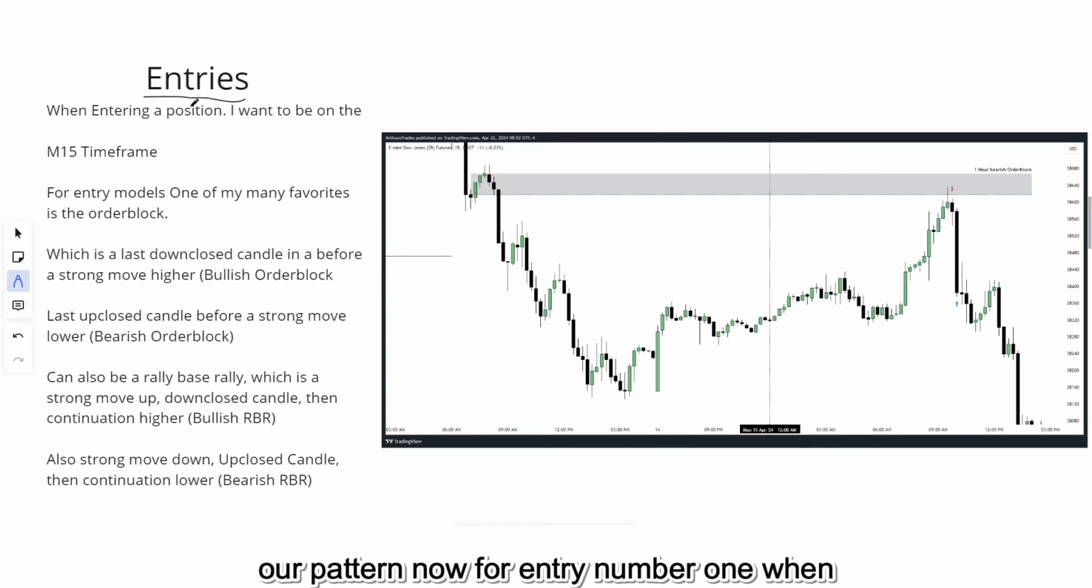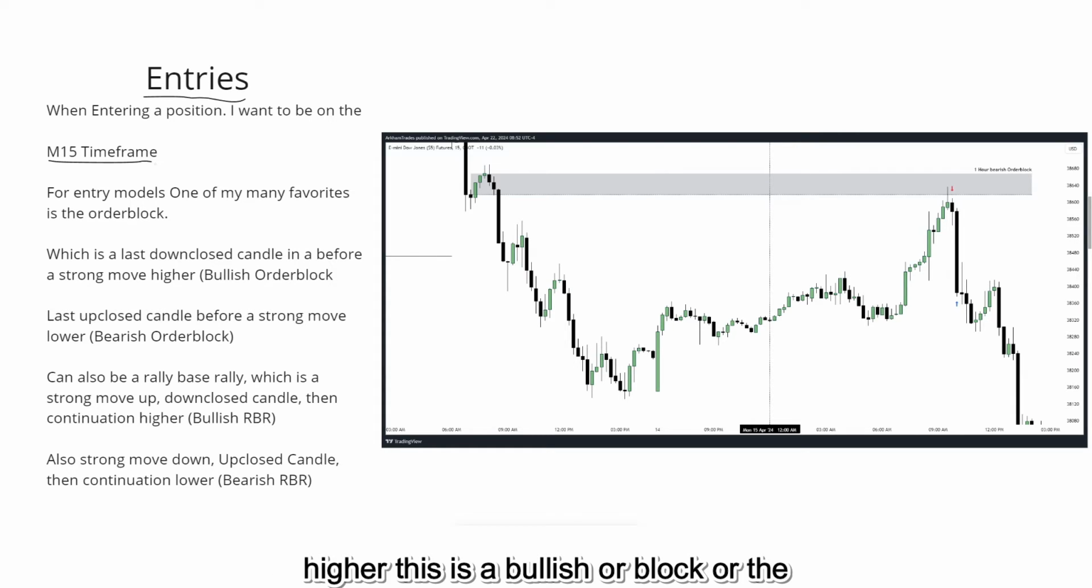Now for entry number 1, when entering a position, I want to be on the M15 time frame. For entry models, one of my favorites is the order block, which is the last down close candle before a strong move higher. This is a bullish order block. Or the last up close candle before a strong move lower. This is the bearish order block.